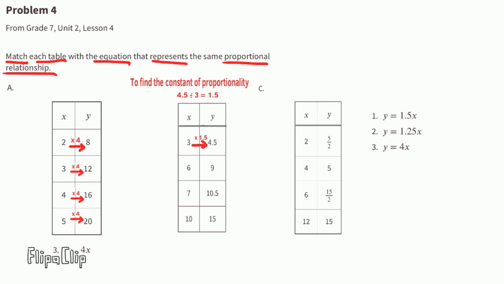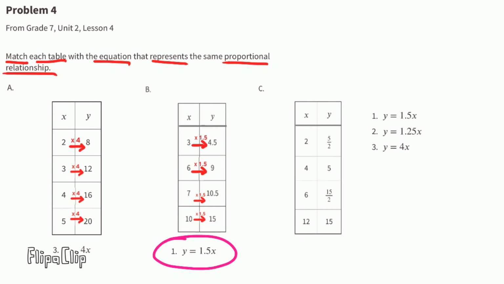Table B. To find the constant of proportionality, we can do 4.5 divided by 3. That equals 1.5. So 3 times 1.5 equals 4.5. 6 times 1.5 equals 9. 7 times 1.5 equals 10.5. And 10 times 1.5 equals 15. This means that the value for y is 1.5 times greater than the value for x.